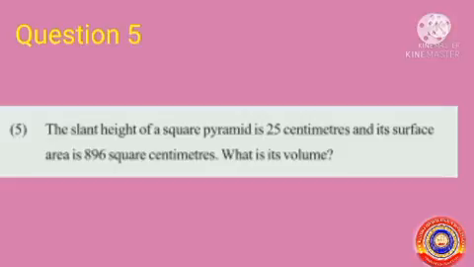Next, question number 5. The slant height of a square pyramid is 25 cm and its surface area is 896 square cm. What is its volume? We have to find its volume using the height and surface area.